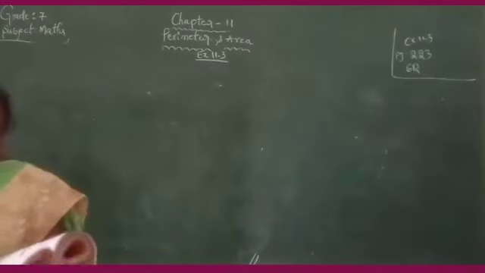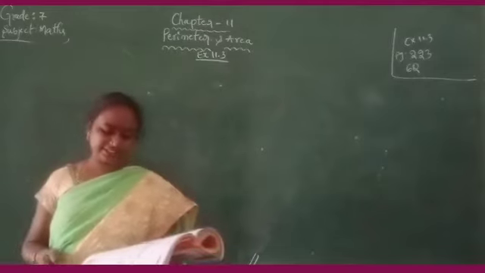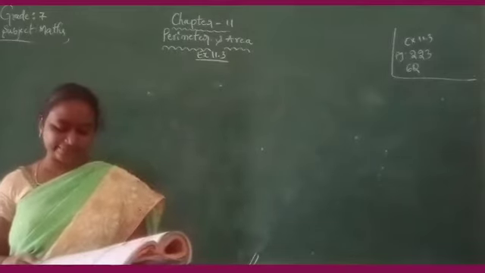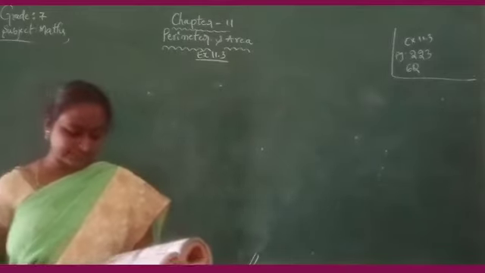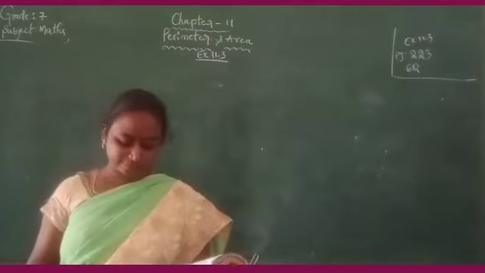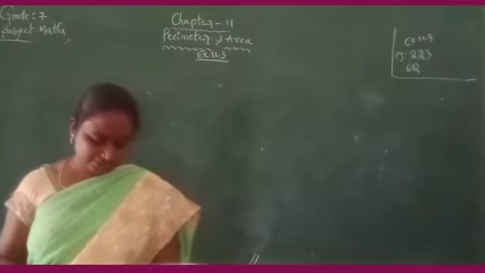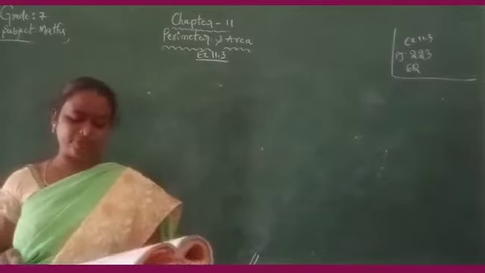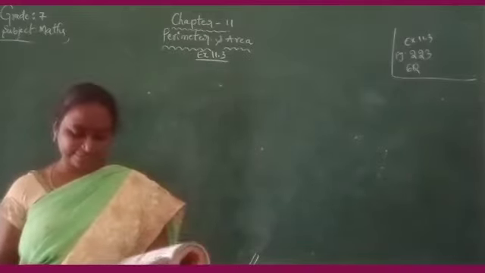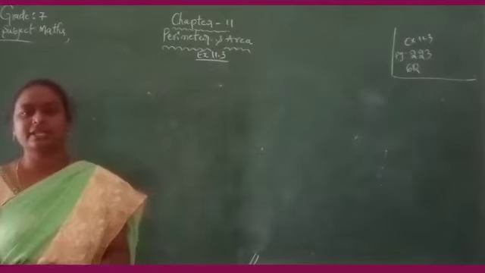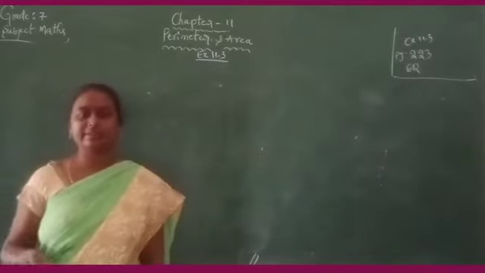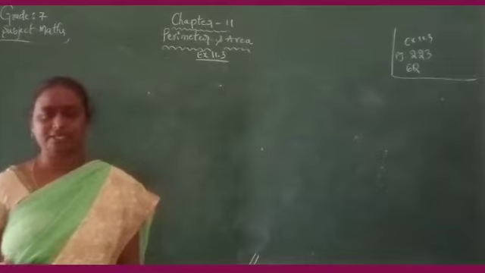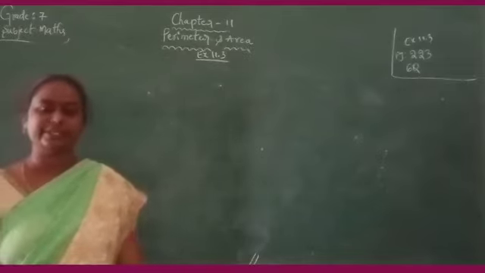See, in the 8th question: find the cost of polishing a circular tabletop of diameter 1.6 meters if the rate of polishing is 15 rupees per meter square. Okay children, here how much cost is required for polishing a circular table whose diameter is 1.6 meters? The rate is 15 rupees per meter square.